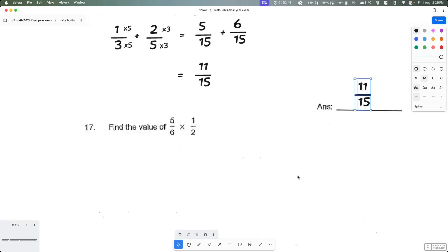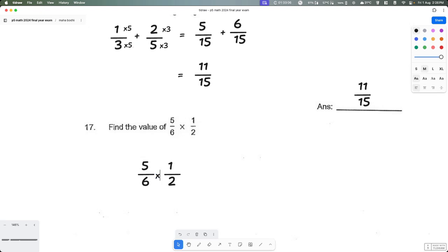Find the value of 5 over 6 times half. Okay, so this is multiply. So this is just combining each other. So this will be 5 over 6, and then we have multiply by 1 over 2. So we can't really cancel anything out in this case over here.